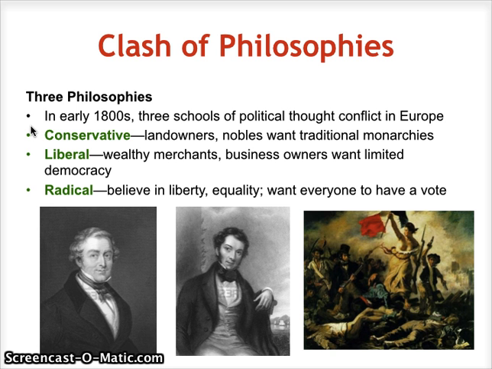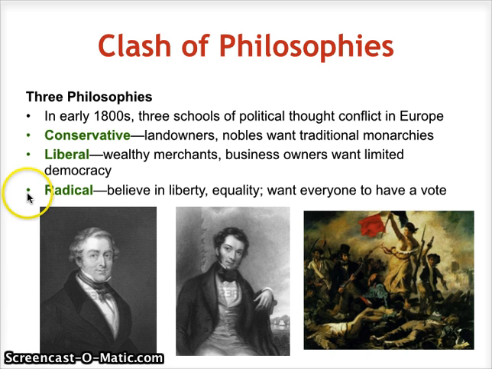So in the 1800s, they sort of emerge out of the Enlightenment as well as the French Revolution. We have conservative. Conservatives are the nobles and landowners, and they want to keep the traditional monarchies. So anyone who likes the idea of a king and a queen is going to be conservative. Liberals are sort of on the other end. They're the wealthy merchants and business owners, and they actually want to have a limited democracy. So most of our liberals are going to be middle class.